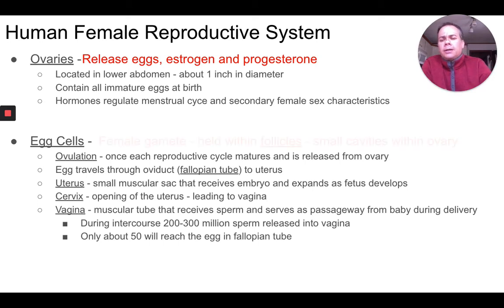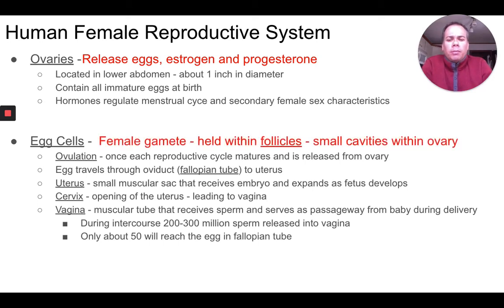An egg cell is typically thought of as the largest cell in a human. A single egg cell is actually visible to the naked eye. It's very small, but they're about 1/10 of a millimeter. And the egg cell is the female gamete. Inside of the ovaries, they are within small pockets that are called follicles.